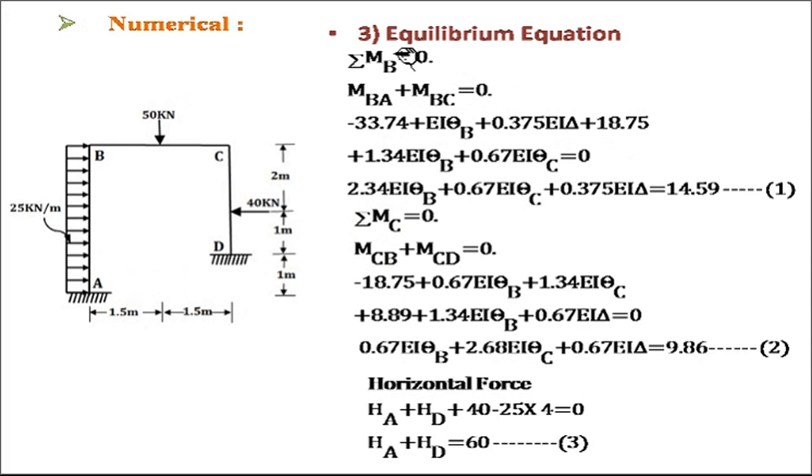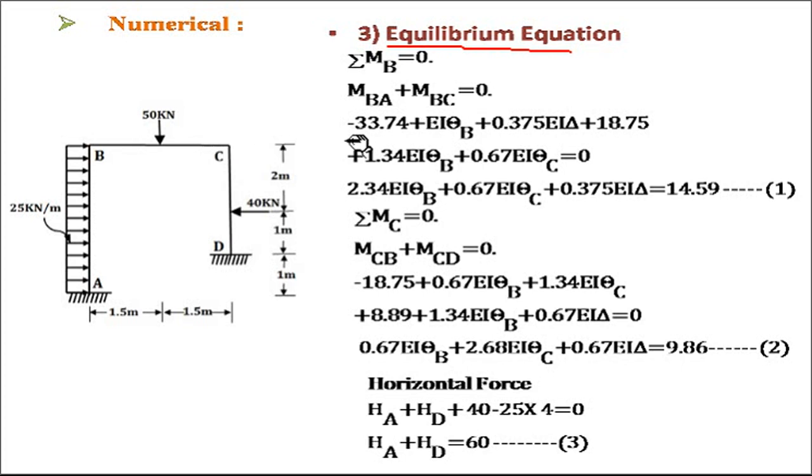So the next step in the slope and deflection method is the equilibrium equation. Here we will consider the equilibrium of joint B, that is, summation of moment at joint B equal to 0. At joint B, two members are connecting, one is BA and another one is BC. So moment in member BA plus moment in member BC should be equal to 0.